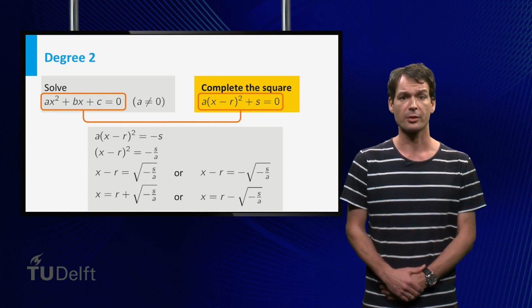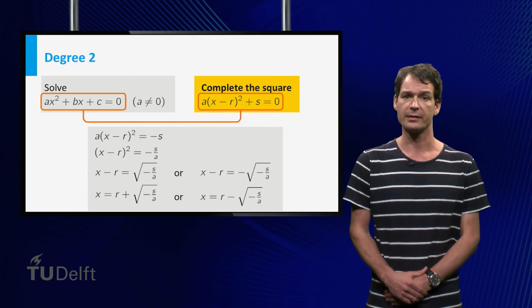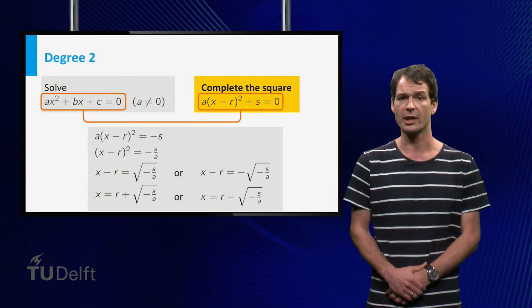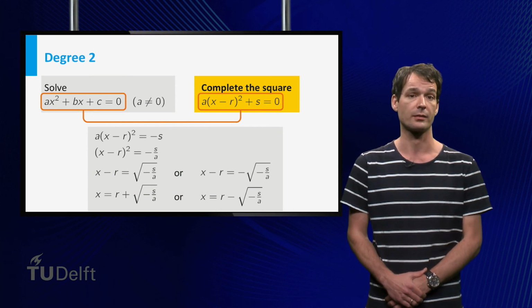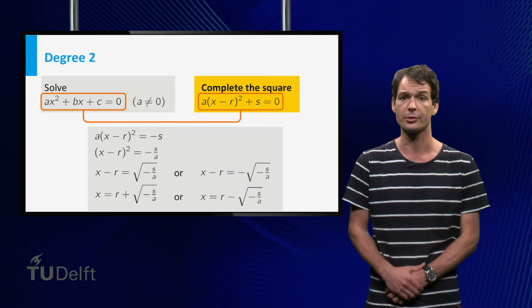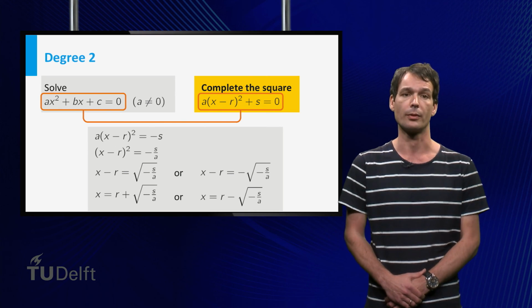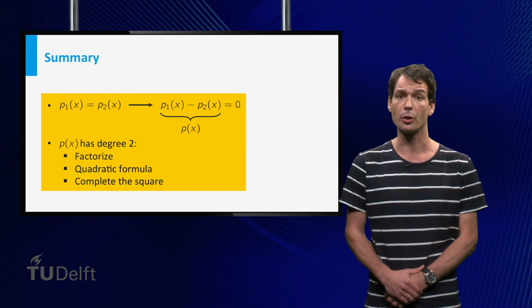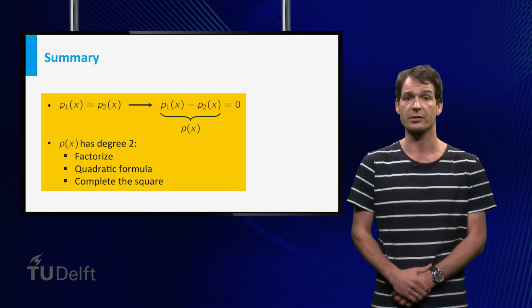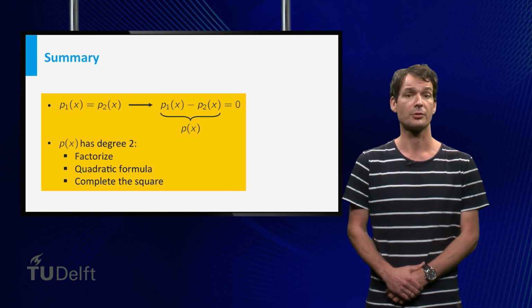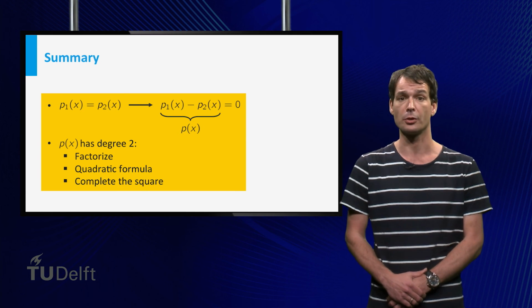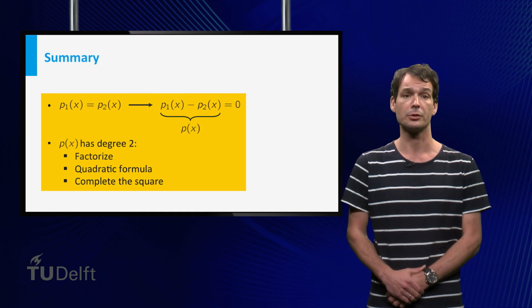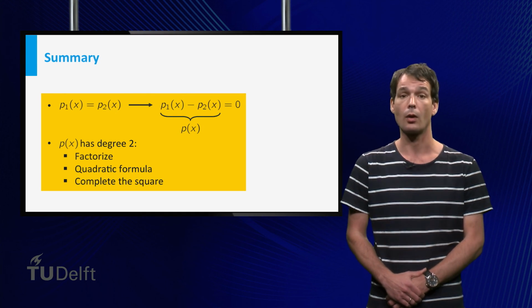In general, the method of completing the square is as follows. Write ax squared plus bx plus c in the form a times x minus r squared plus s for certain constants r and s. From this form you can find the solution to the quadratic equation as in the example. Let's summarize. We can simplify an equation between two polynomials to an equation of the form px equals 0. If p is of degree 2, then there are three ways to solve the equation px equals 0. Factorize, and if you don't see how to do this, then use the quadratic formula or complete the square.